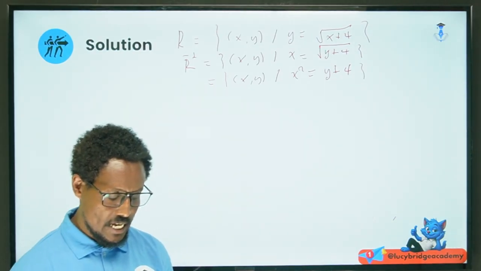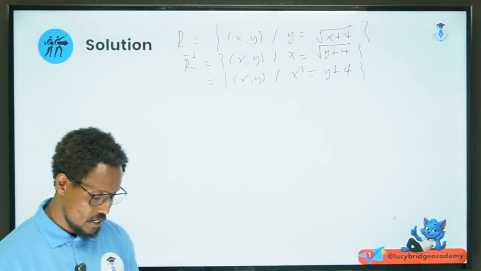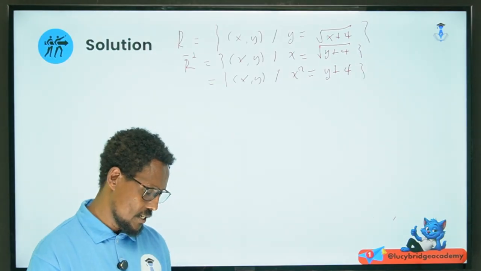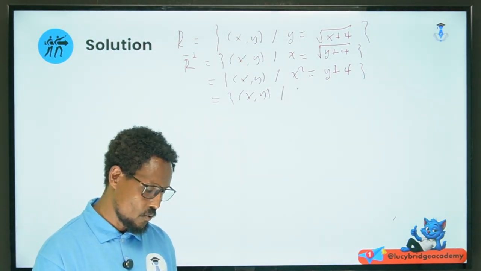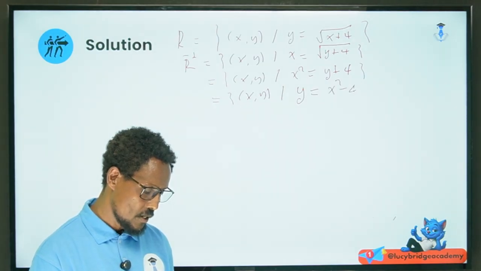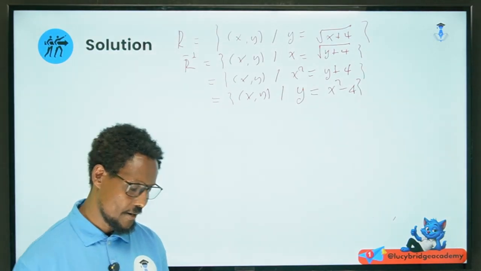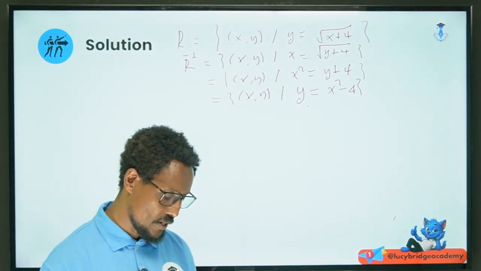I know this is a quadratic function, x comma y, such that write y in terms of x. Yes, y is equal to x squared minus 4, okay? x squared minus 4. This is the inverse.